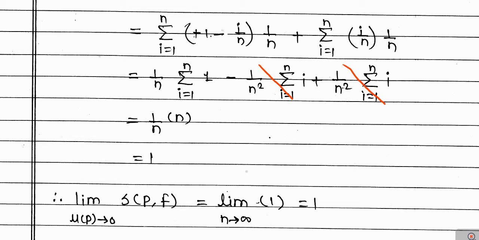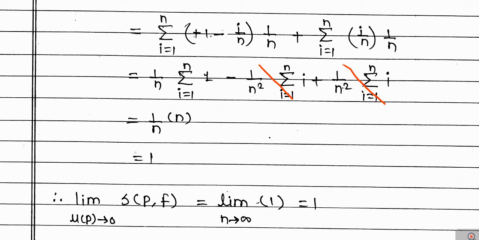So we have obtained 1 by n into summation over i equal to 1 to n of 1, which is equal to 1 plus 1 plus 1 up to n times, and that is simply n. So 1 by n into n, the n cancels from numerator and denominator, and we are left with only one quantity, and it is 1 itself.